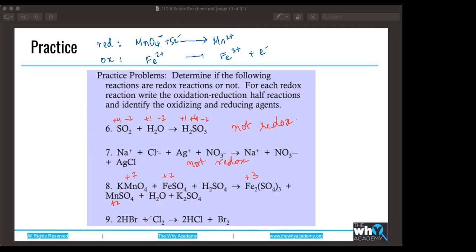Then the last one. Yes, ma'am, it's a redox reaction. What's getting oxidized? What's getting reduced? Br goes from minus 1 to 0 and Cl goes from 0 to minus 1. So which is oxidation? Which is reduction? Br is oxidation and chlorine is reduction. Cool. Any doubts here?